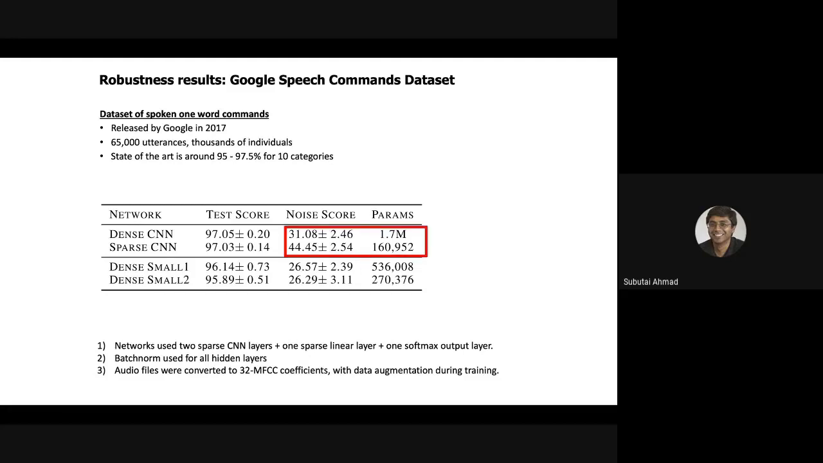The really interesting thing is if you look at the noise score, what happens if you add in random noise? The sparse networks do significantly better than the dense networks in handling noise, even though they have many, many fewer parameters. And that goes back to the equations and the charts that I showed earlier. So sparse networks are inherently more robust to this. And we've done this with many other data sets in a lot of other contexts as well.